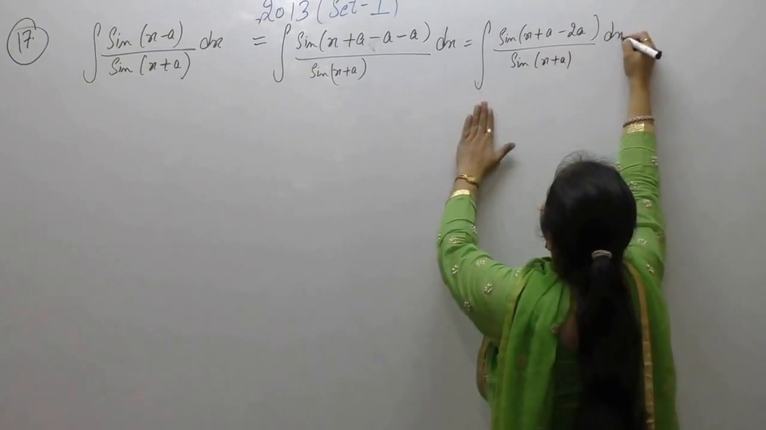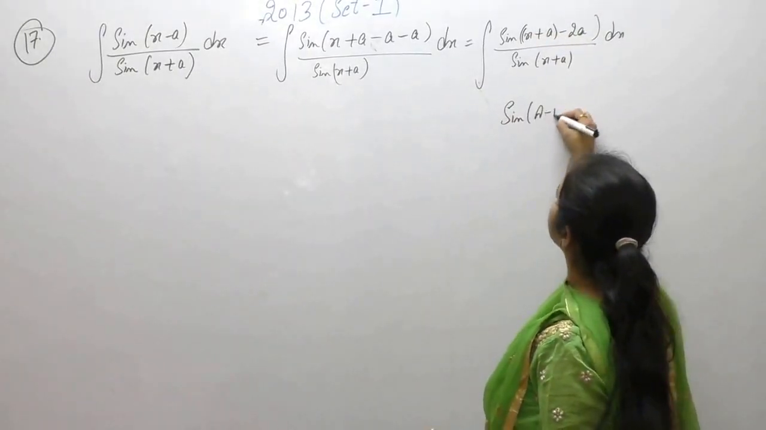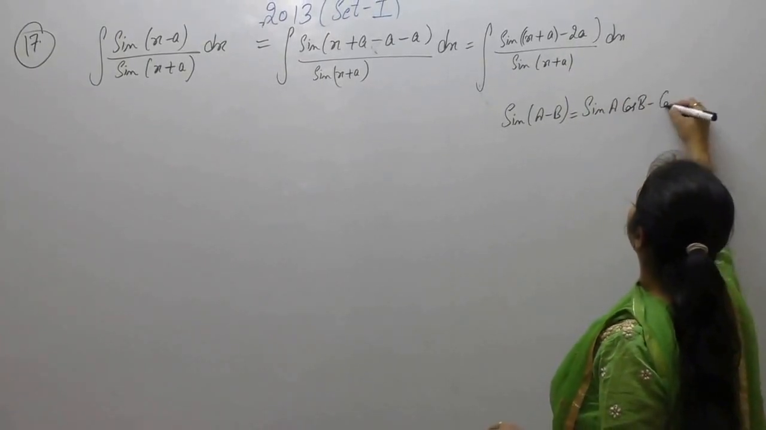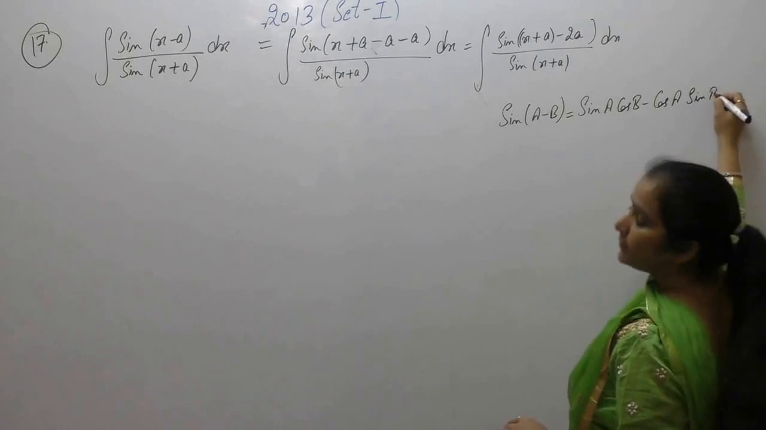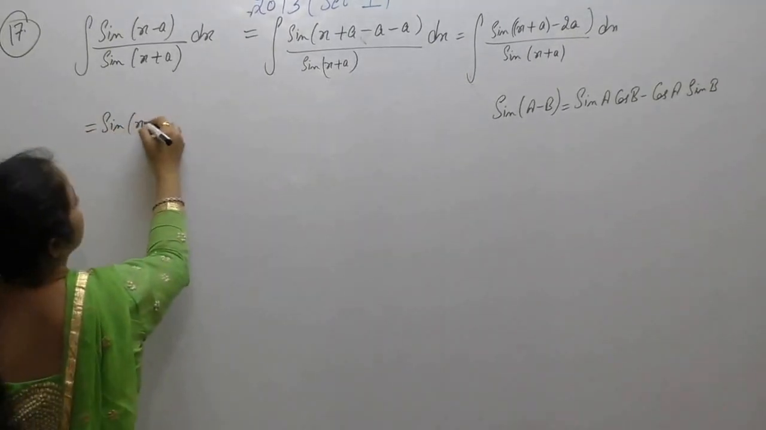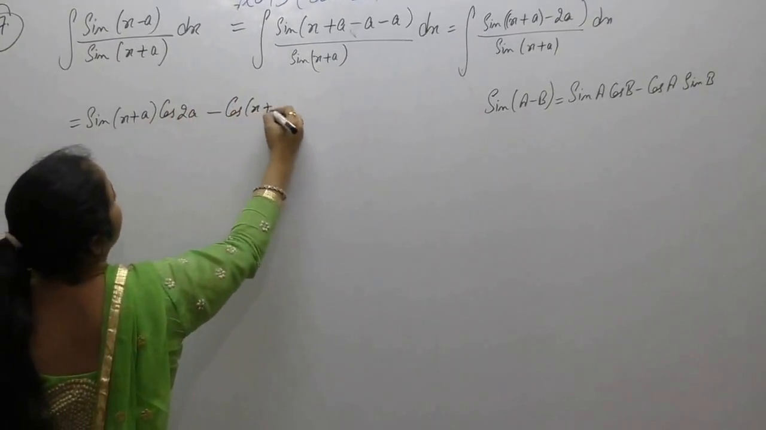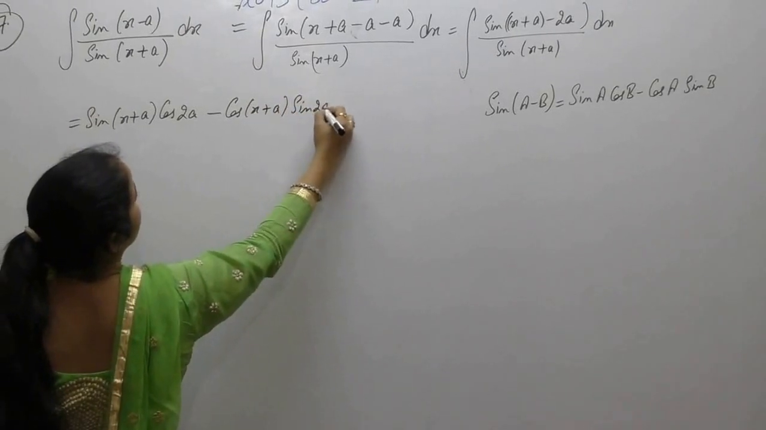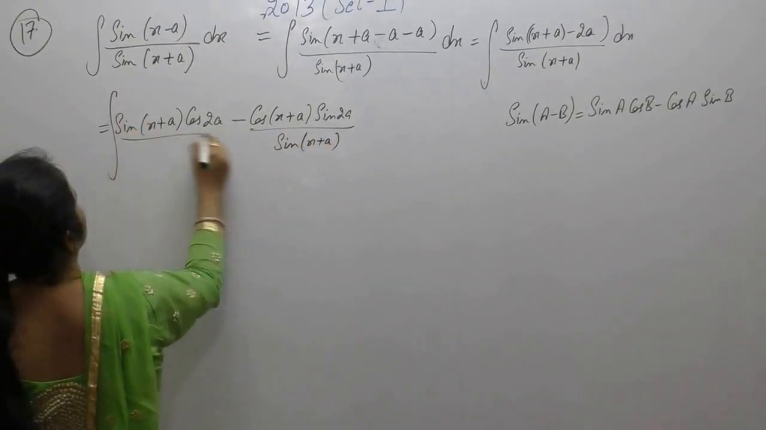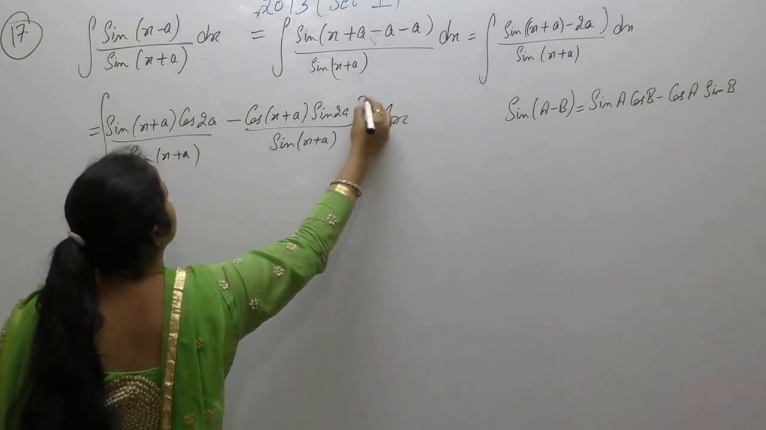Here we will apply the formula that sin(a minus b) equals sin a cos b minus cos a sin b. Now apply this formula: sin(x plus a) cos a minus cos(x plus a) sin a. Separate the terms, over sin(x plus a) dx.